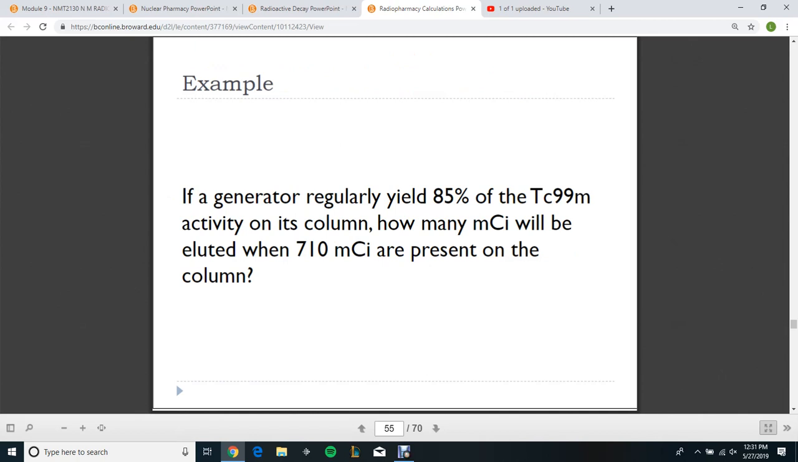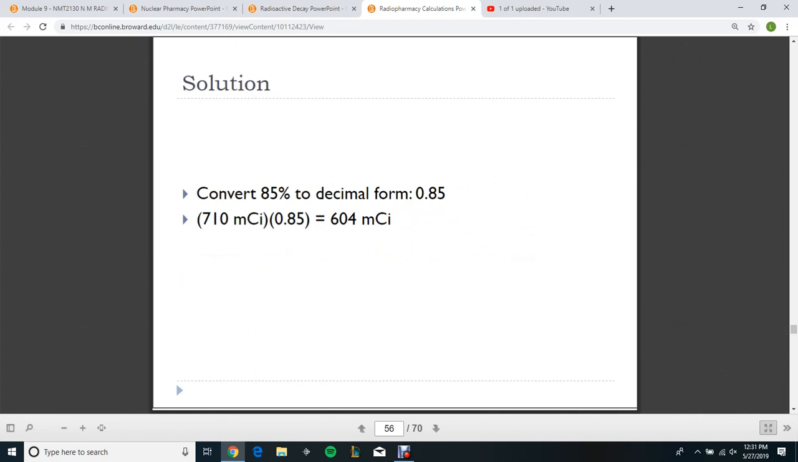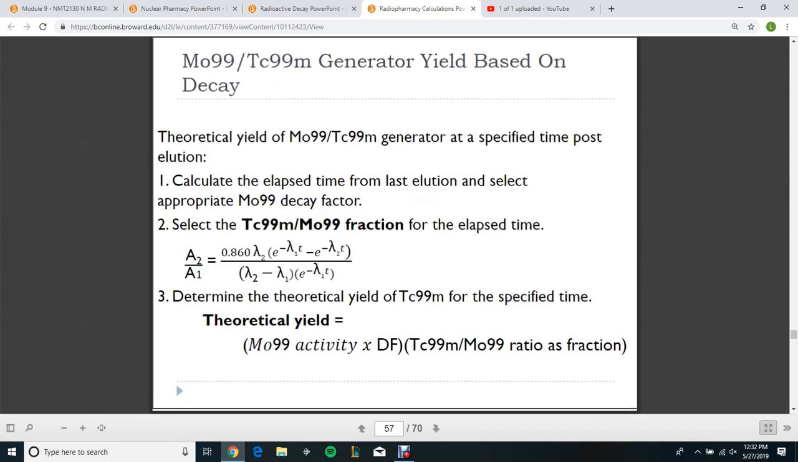If a generator regularly yields 85% of technetium-99m activity on its column, how many millicuries will be eluted when 710 millicuries are present on the column? So you convert the 85 to decimal form, which is 0.85. So you take the 710 and multiply that by 0.85, and you'll get your 604 millicuries.